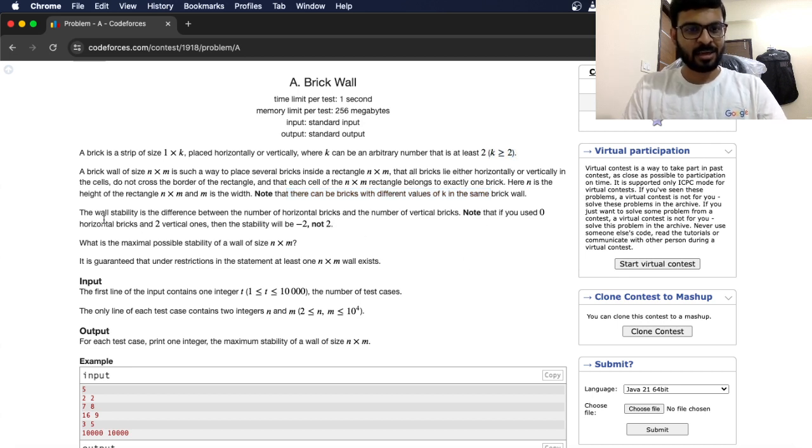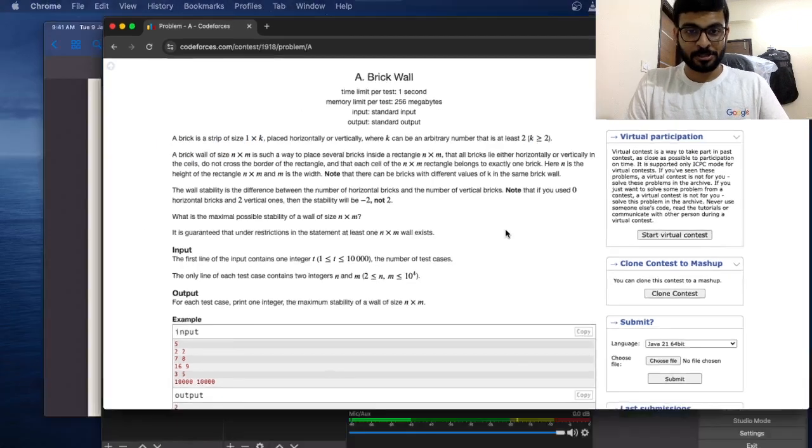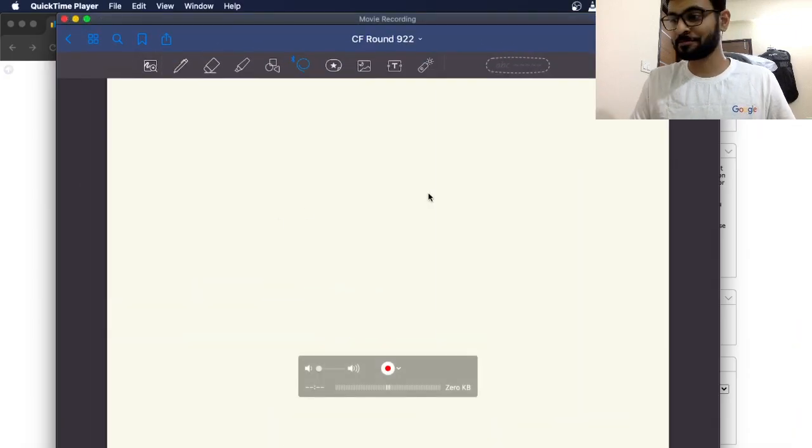And then it says that the wall stability is the difference between the number of horizontal bricks and the number of vertical bricks, such that if we use 0 horizontal and 2 vertical, then it will be minus 2. So horizontal minus vertical, and we have to find the maximum possible stability. So what is the maximum stability by obeying these conditions? The only brick that you can use is 1 cross k. You can't use a brick of any other dimension. K can be anything which is greater than or equal to 2. So okay, let's see how it can be solved.